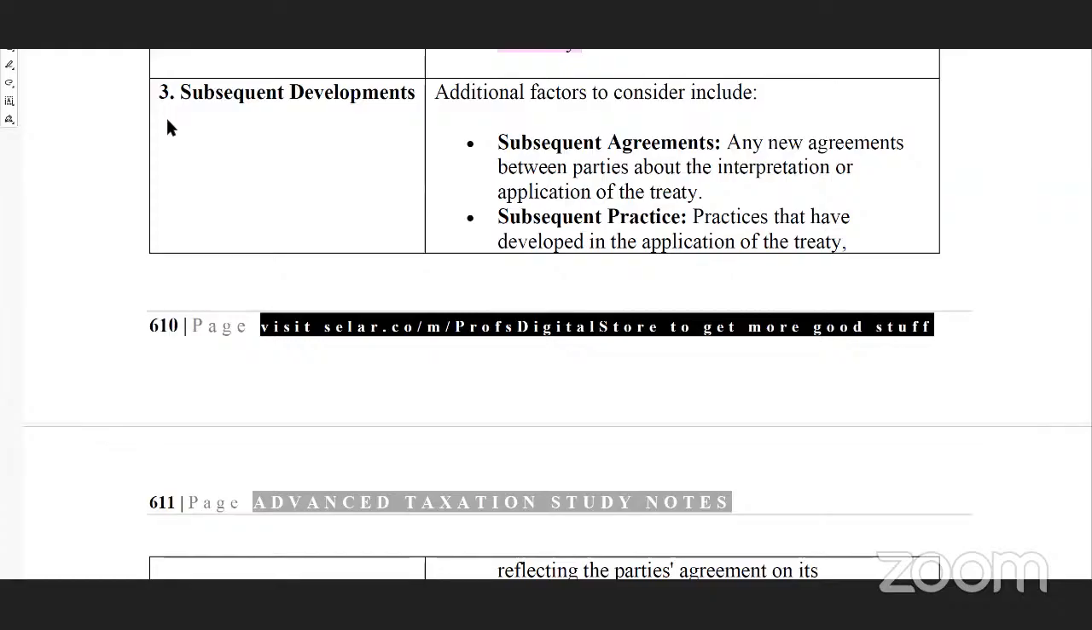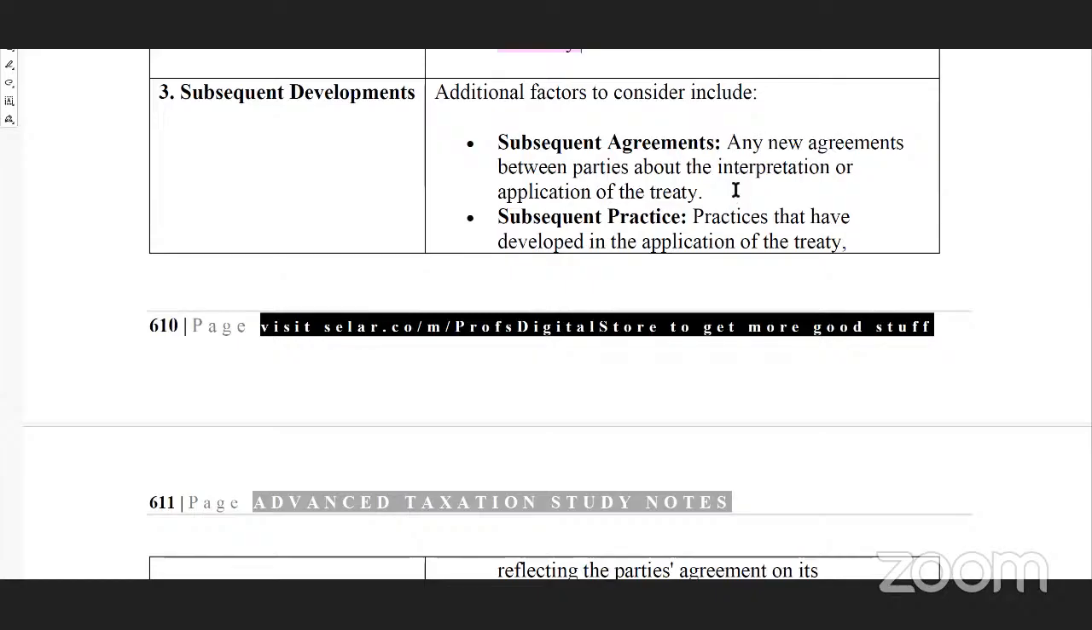When a term is not defined in a tax treaty, we can look for the definition in our domestic laws, especially those that make reference to tax. All right, that's good. Subsequent developments. Now, additional factors to consider include when there are subsequent developments, right?